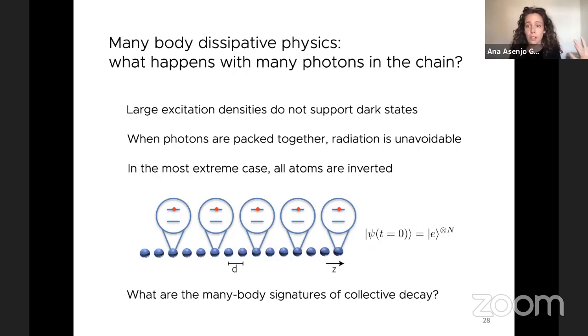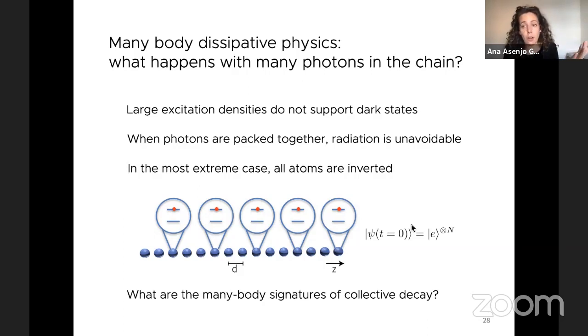So we don't have this picture of a cool quantum matter or photonic crystal for photons, with analogies to condensed matter systems. No, this is a completely different paradigm where radiation is very important. So it's really open. In the most extreme case, all atoms are inverted. I have a chain, and even though here I just plotted five, let's imagine that we have all the atoms excited. So the initial state is a product state of all atoms inverted. The question is, what are the many-body signatures of collective decay in this situation?